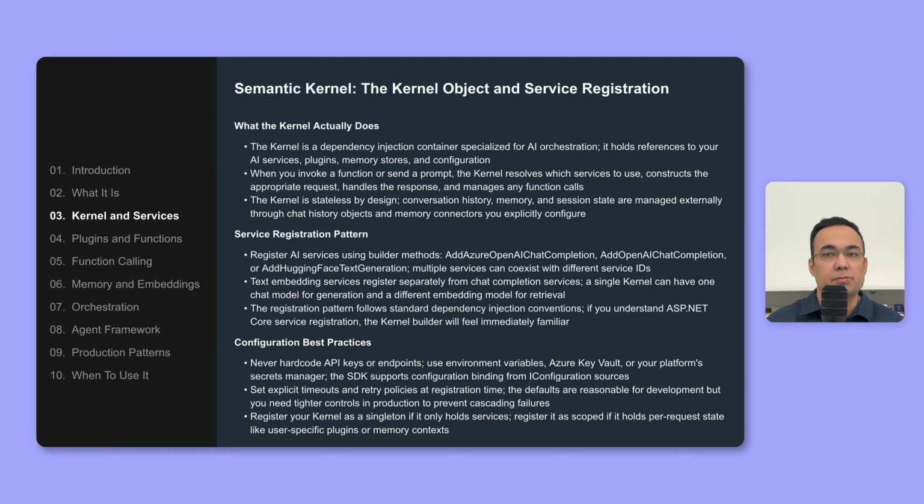If you have worked with ASP.NET Core service registration, the kernel builder should feel immediately familiar to you. It follows the same dependency injection conventions. For configuration best practices, you should never hard-code API keys or endpoints. You should be using environment variables, Azure Key Vault, or whatever secret manager your platform provides. The SDK supports configuration binding from configuration sources, so this should be pretty straightforward to implement.